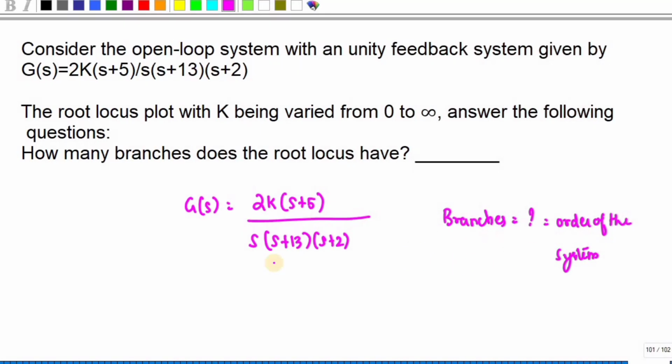A branch is nothing but the order of the system. If you see G(s), this is my equation. At the denominator, if I multiply the s terms, I will get s power 3. So s power any value represents the order. Here the order is 3, so the branch value is 3.